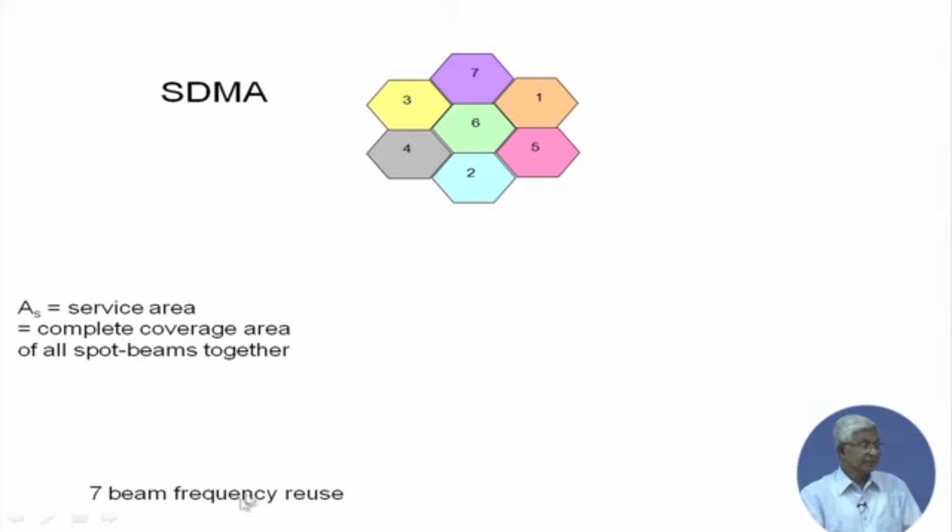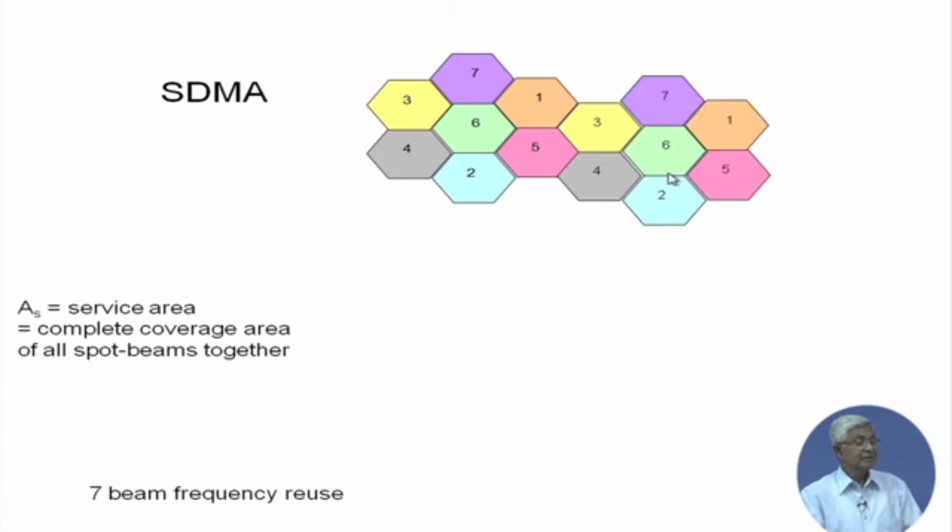And this is a 7 frequency reuse, 7 beam, each beam has one particular frequency, let us assume for simplicity, and surface area is much larger, and this cluster of 7 beams can be repeated like this, so that one of the beams, say the central beam here, which is using frequency 6, f6, the second use of f6 is quite far away.